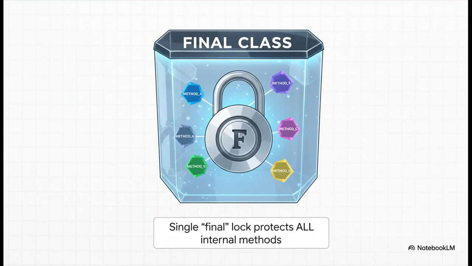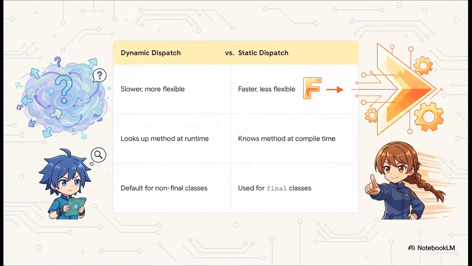And that final status applies to every single method inside the class, automatically. You don't have to go through and mark each one individually. And what this does is give you a rock-solid guarantee that when you call a method on an object of this class, you know exactly what code is going to run, every single time. No surprises.